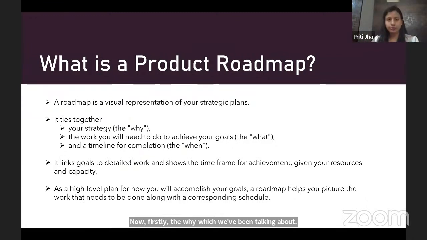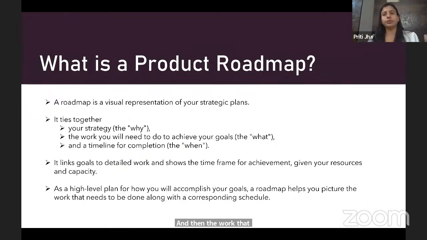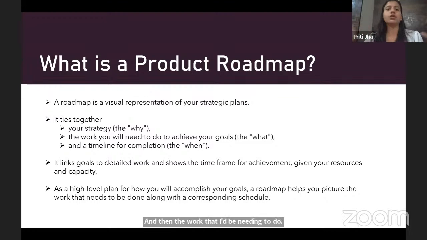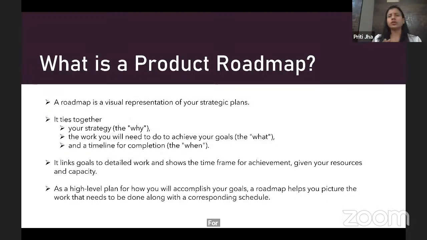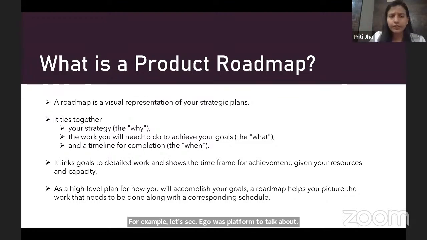Firstly, the why, which we've been talking about, and then the work that I'll be needing to do. For example, let's say you need to build a particular e-commerce platform. To talk about a very, very simple platform and very, very simple tasks that a user might carry out on it: log into the platform, search for products, go through the catalog, add it to the cart, complete the payment, and then receive the delivery updates and everything. Now, this might be a very, very simple one.